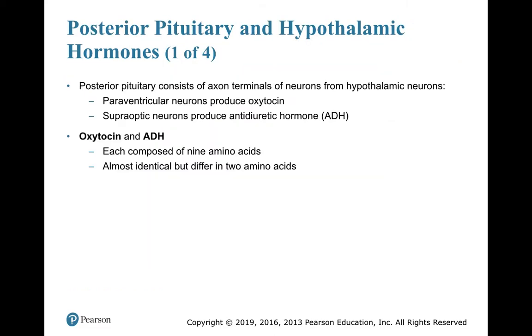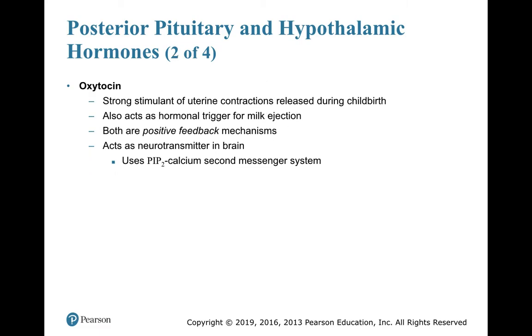Let's see. The posterior pituitary has axon terminals of neurons, so hypothalamic neurons. The paraventricular neurons produce oxytocin. The supraoptic neurons produce antidiuretic hormone. Oxytocin and ADH are each composed of 9 amino acids, so they are very short peptides. They are almost identical, but they are different in 2 amino acids, so they share 7 of 9 amino acids with each other.